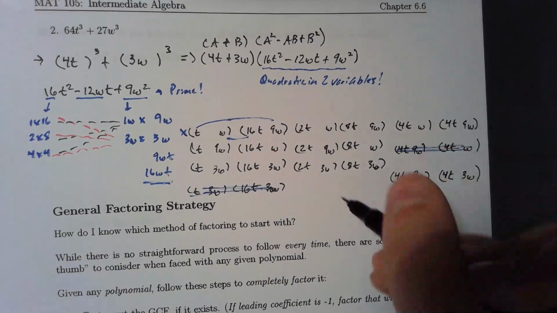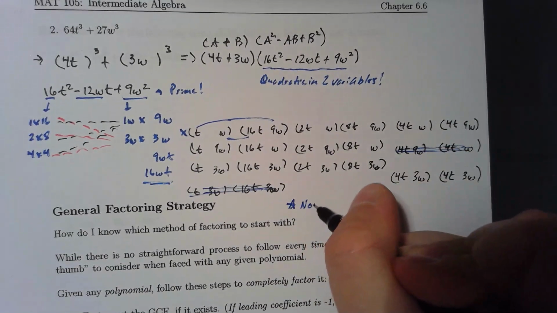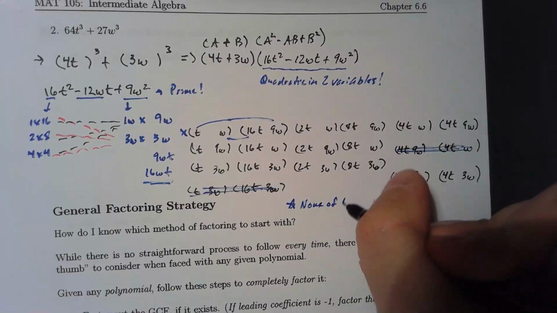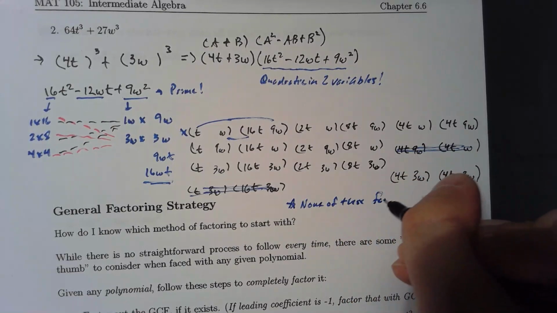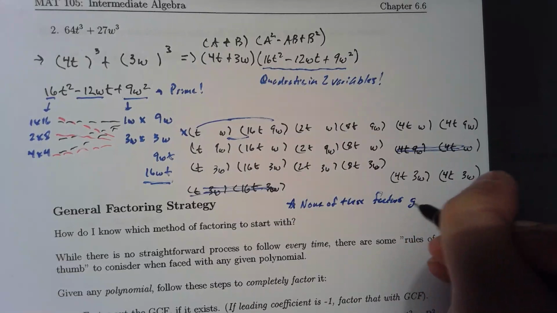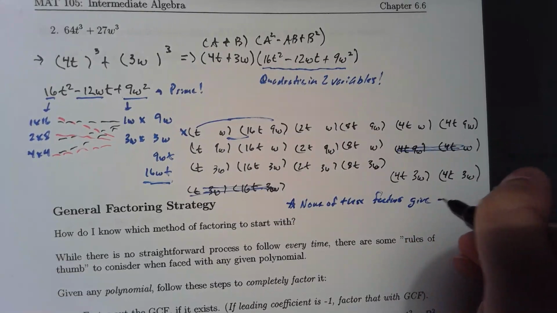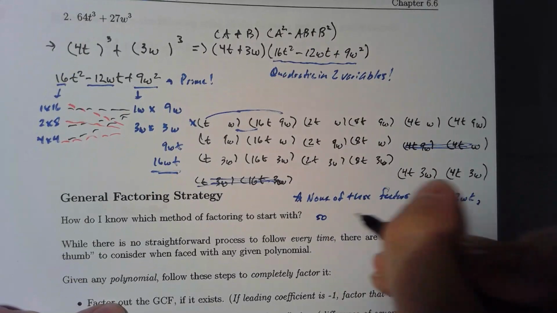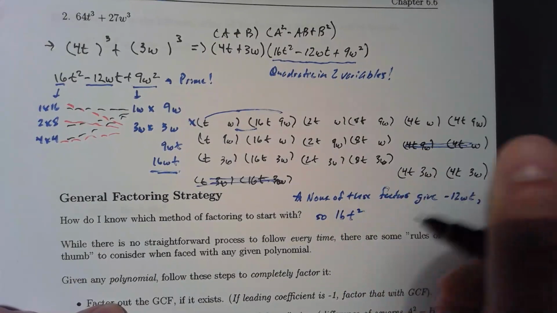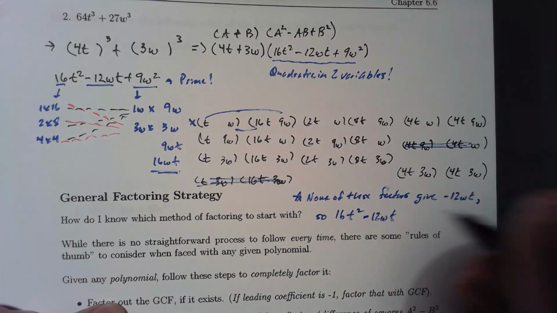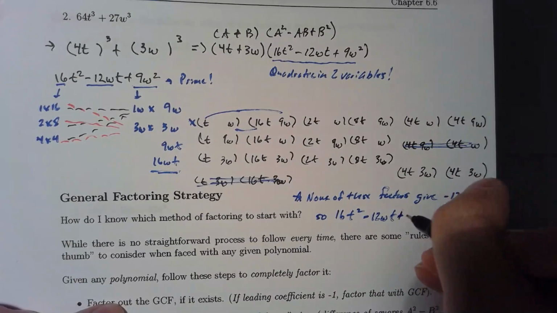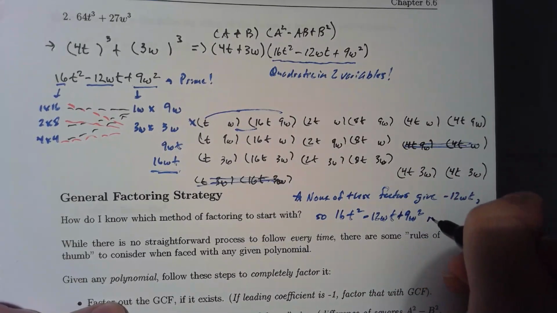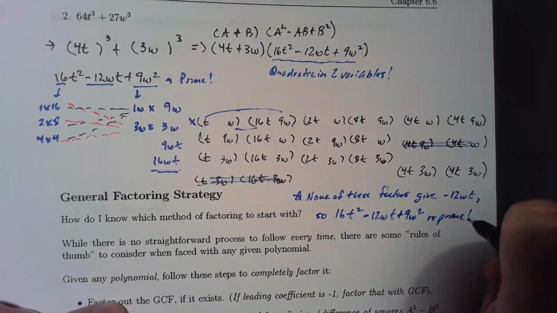So I'll just say here, none of these factors give negative 12wt. So 16t squared minus 12wt plus 9w squared is prime.